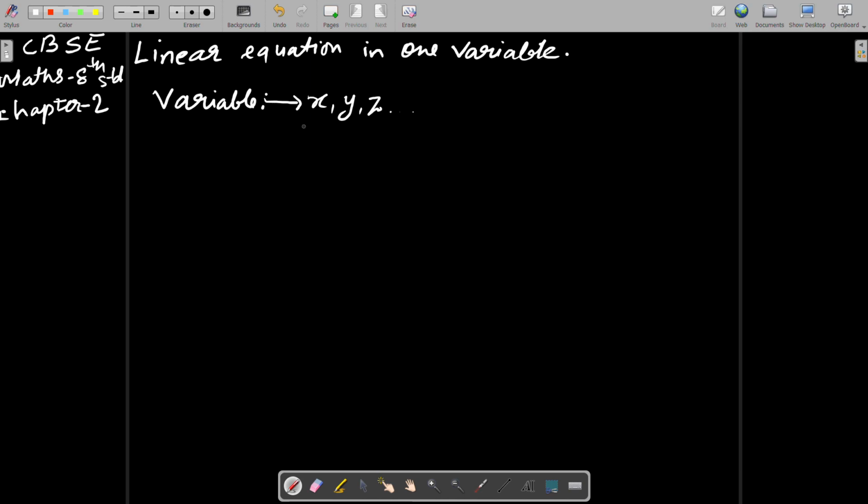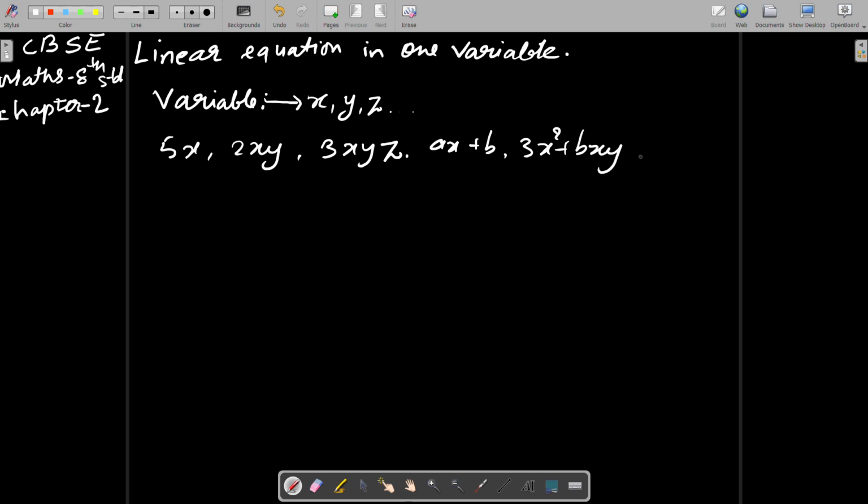Now if you see the equations, there are different forms of equations. Some of the equations can be written as, let's say, 5x, 2xy, 3xyz, or ax plus b, or 3x square plus bxy, and so on. These are the different forms, and there can be many more different ways of writing an equation.